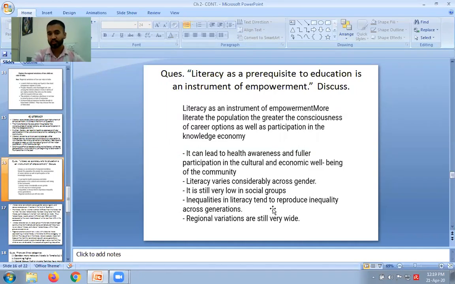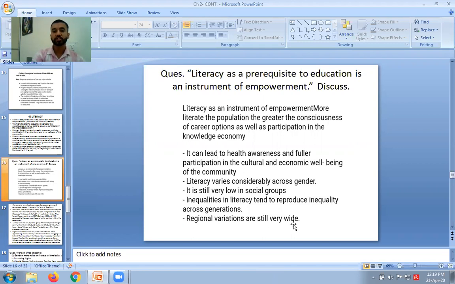Inequalities in literacy tend to reproduce inequality across generations. Obviously, when there are different levels of education in the generations, then it is always going to lead to inequality between two generations. We can say that our previous generation was not as educated as our present generation is. So there is an inequality between two generations, right?